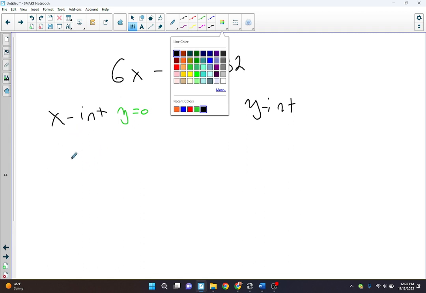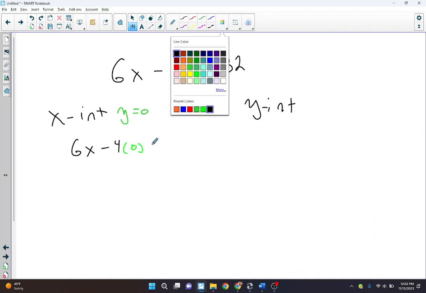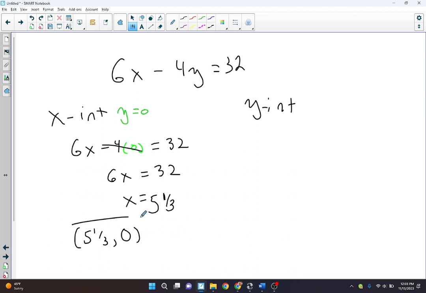So that means the x-intercept is going to be 6x minus 4, the y has become a 0, equals 32. This 0 cancels everything out here. So it's 6x equals 32. X equals, this is a decimal. X equals 5 and 1/3. On your test, it won't be a decimal. I just made this up, so it's probably just right. So with that in mind, your x-intercept is literally 5 and 1/3, comma 0. Okay? That's your x-intercept. It should be in a coordinate point.